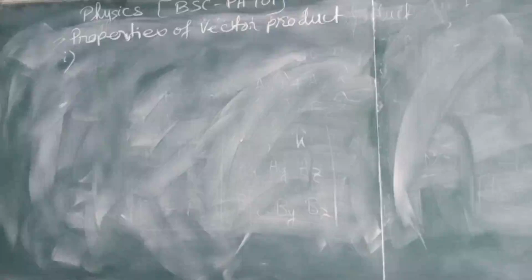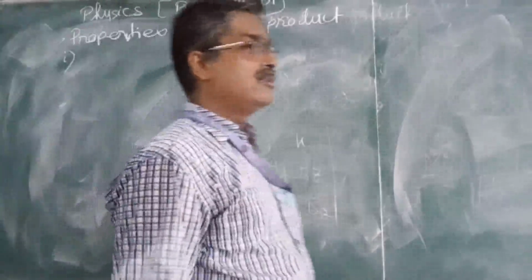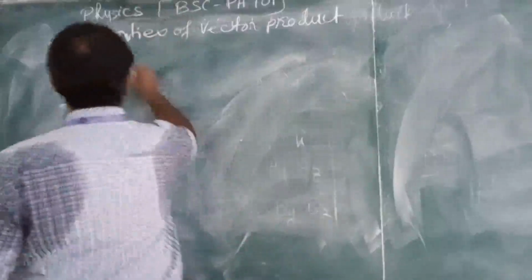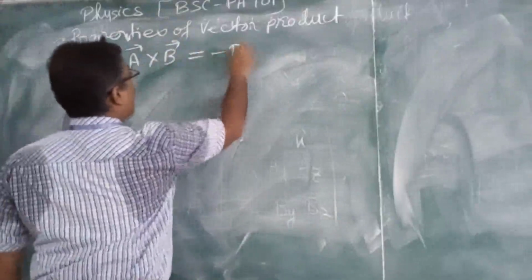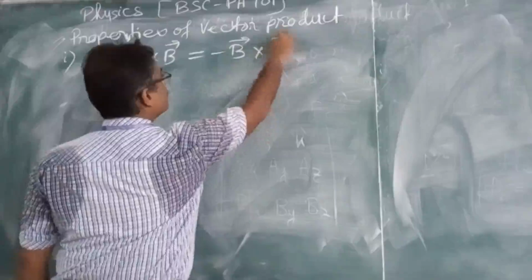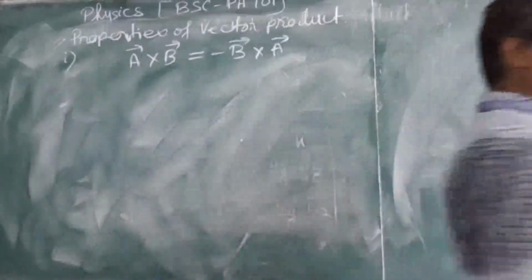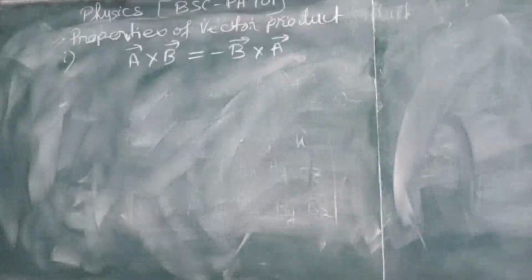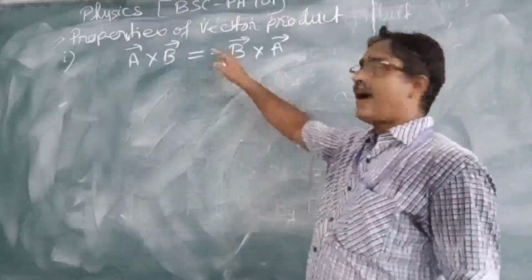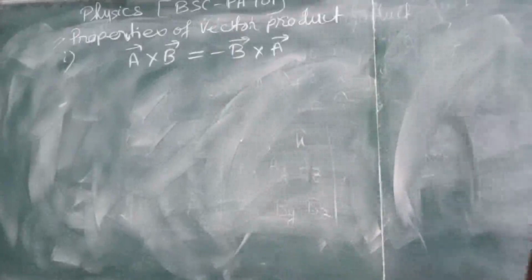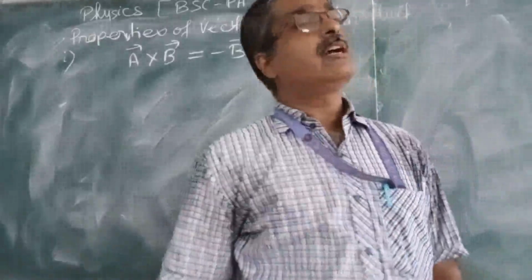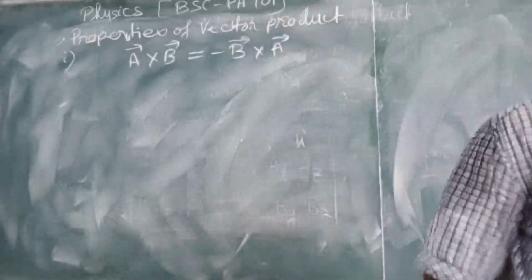That is, A cross B equals minus B cross A. A cross B not equals B cross A, because it has a direction and the direction is opposite. So it is minus. So the commutative law is not obeyed by the vector product. But in the case of scalar product or dot product, A dot B equals B dot A. That is commutative.